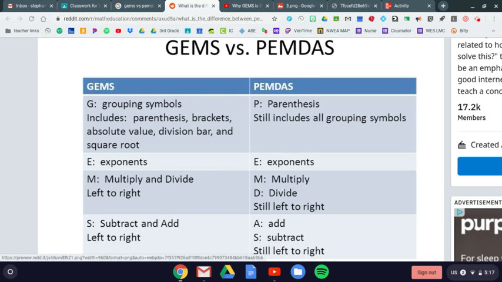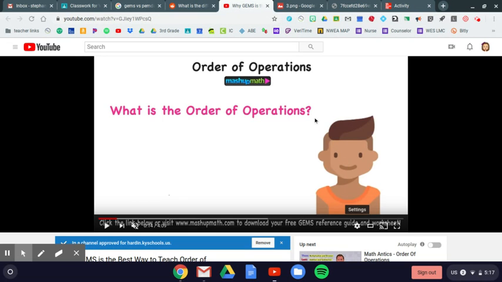So they cleaned it up and made it easier to remember with GEMS. And we get to look at cool diamonds and stuff. And it's easier to remember. So let's take a look. I'm going to have a video help me out to review order of operations.